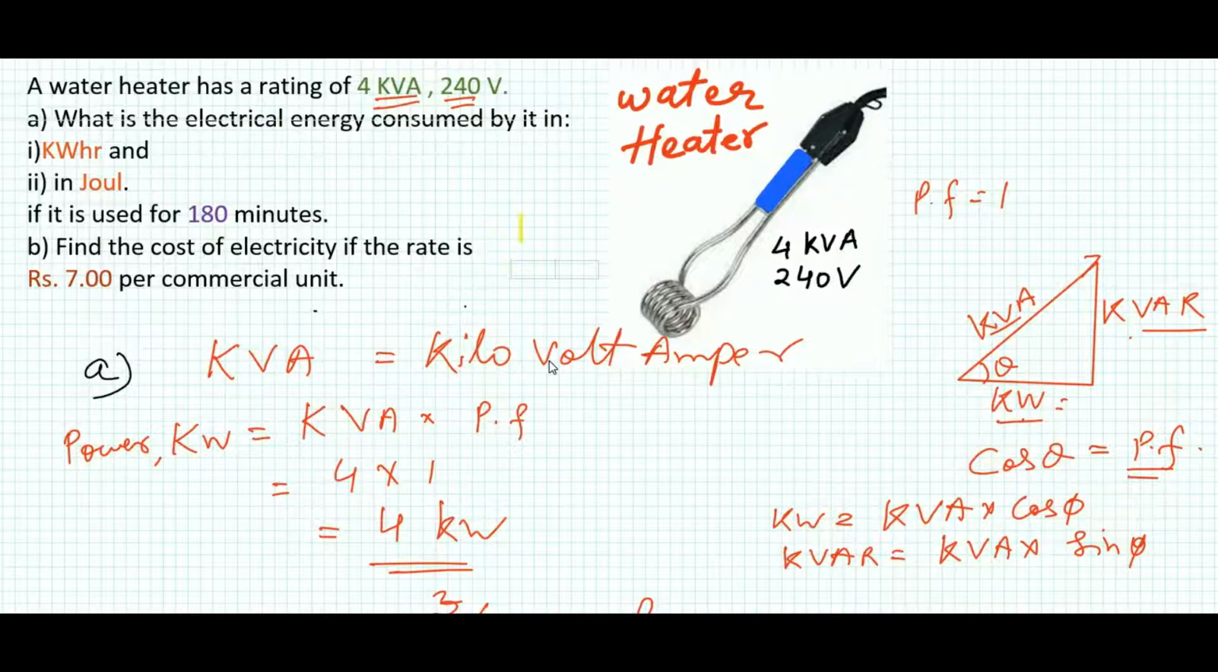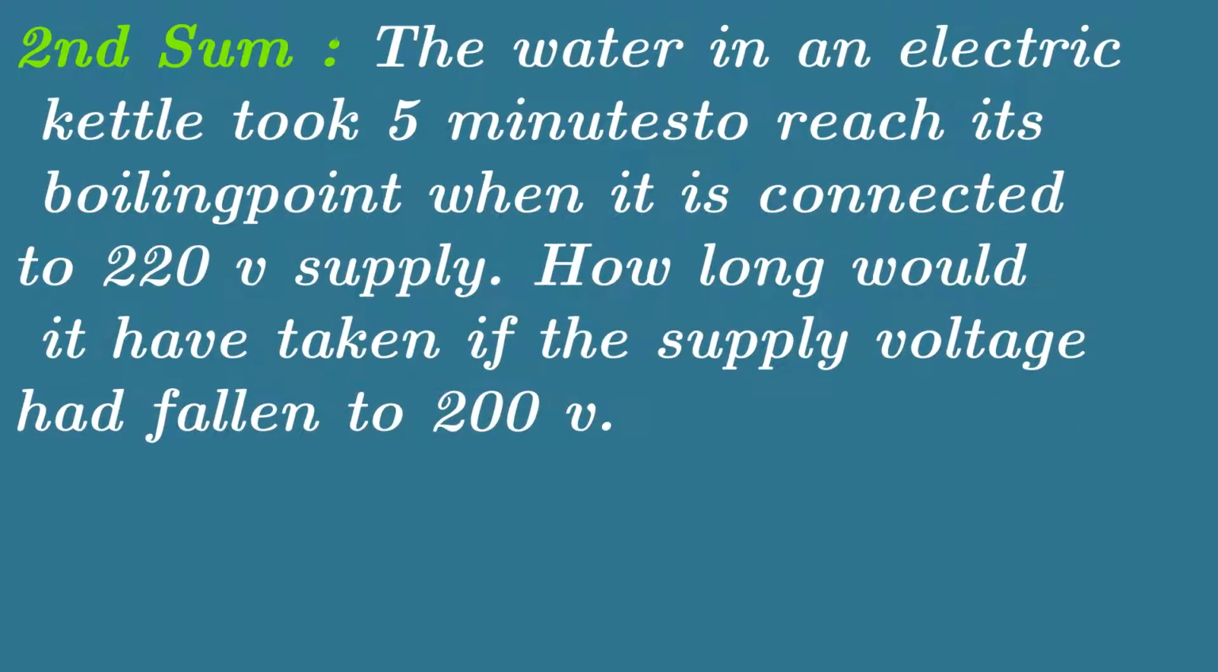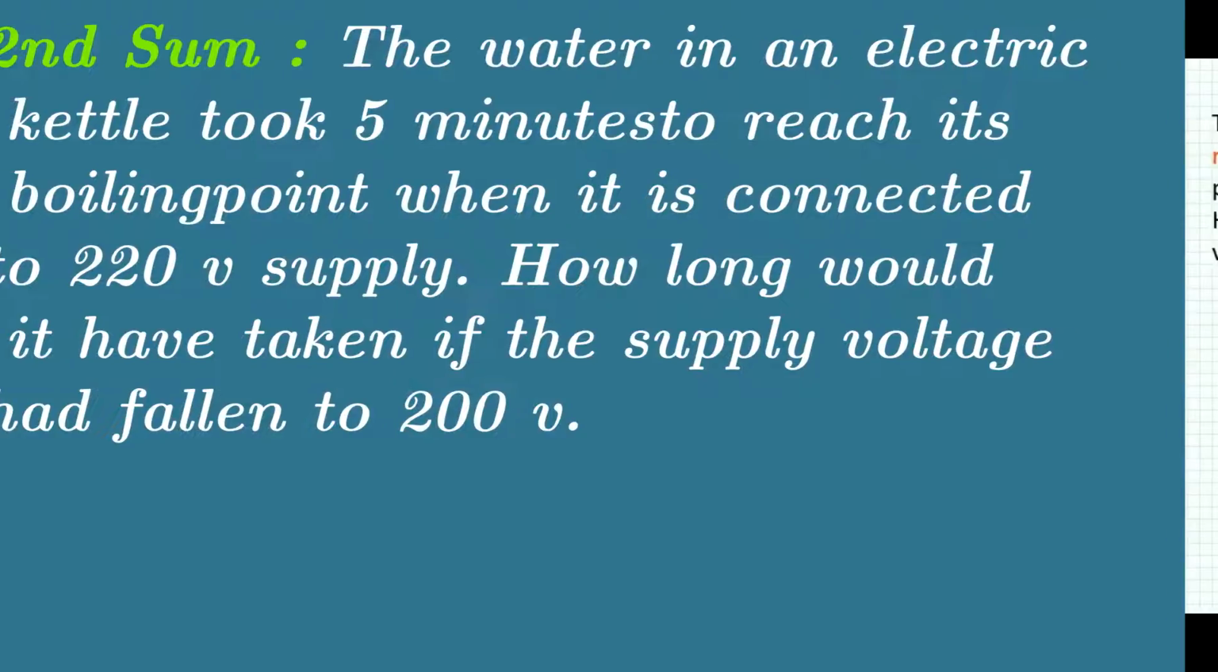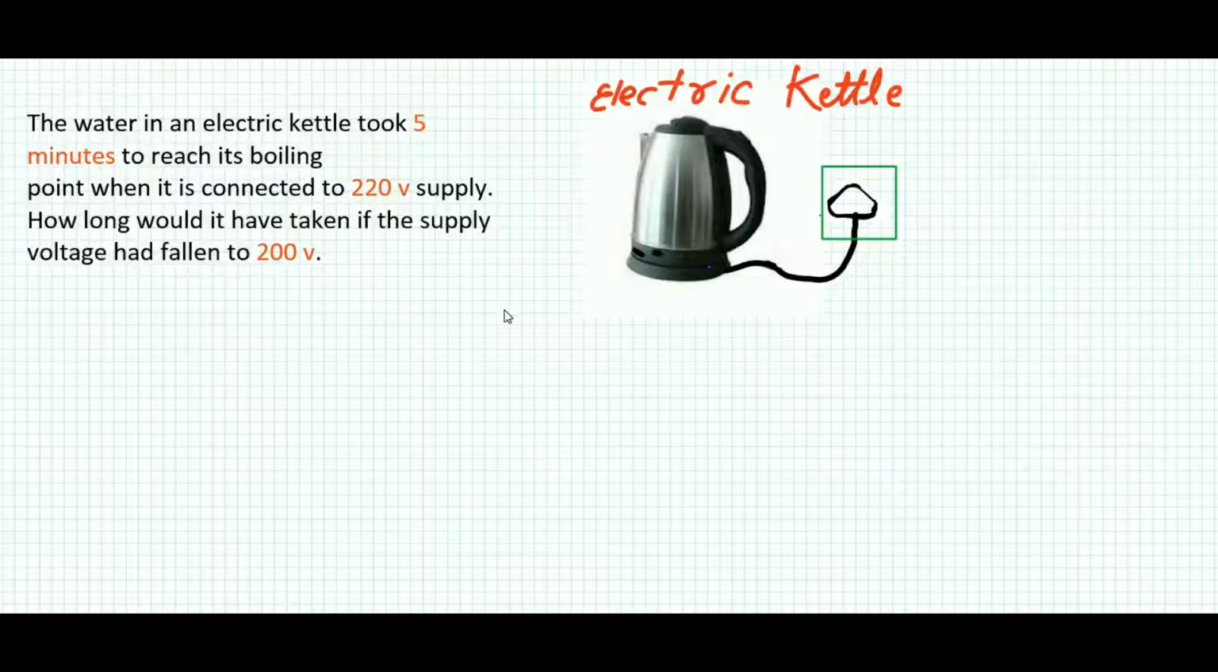Now I am going to discuss the second sum. This is the second sum. The water in an electrical kettle took 5 minutes to reach its boiling point when it is connected to a 220 volt supply. How long would it have taken if the supply voltage had fallen to 200 volt?